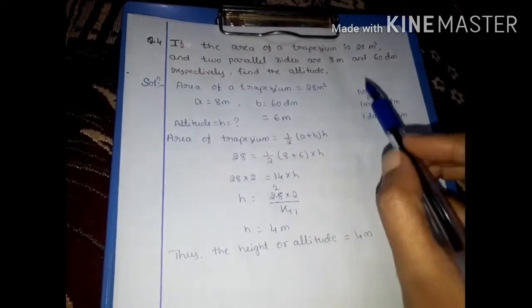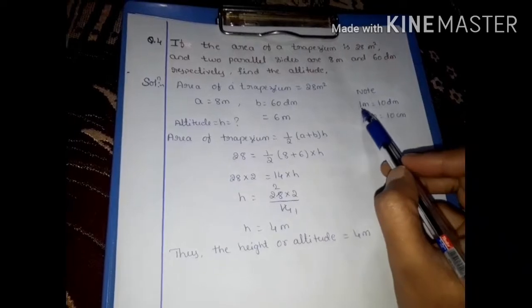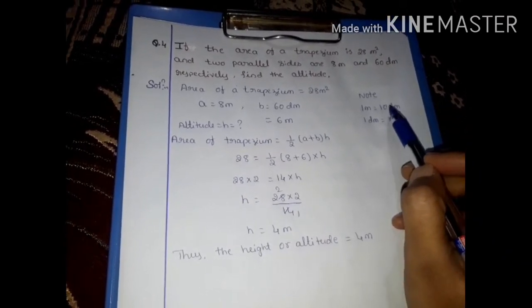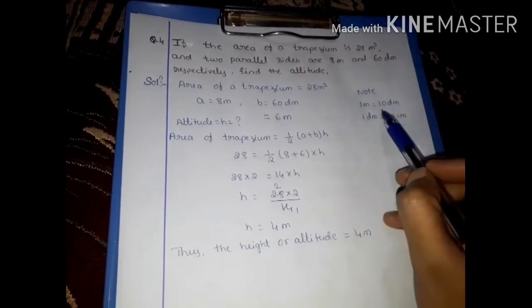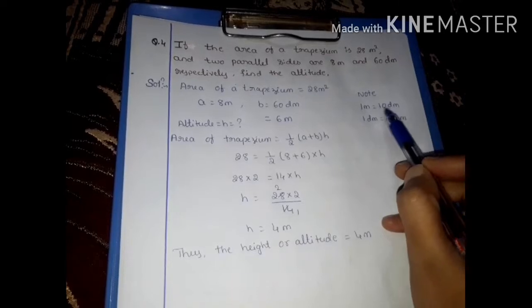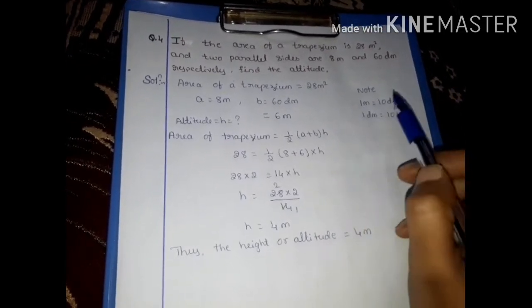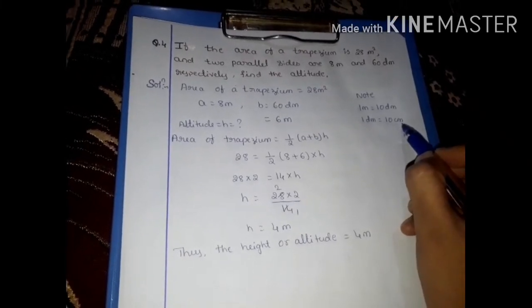First know what a decimeter is. In 1 meter there are 10 decimeters. You have already seen a meter scale. In that meter scale, 10 decimeters will make 1 meter. Similarly, 1 decimeter is equal to 10 centimeter.